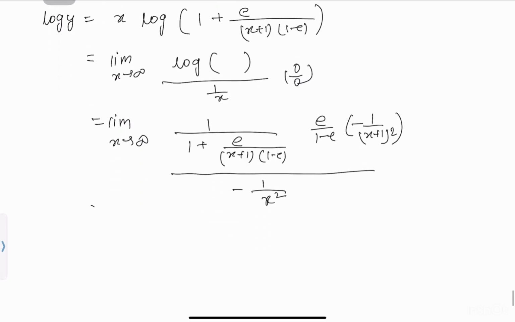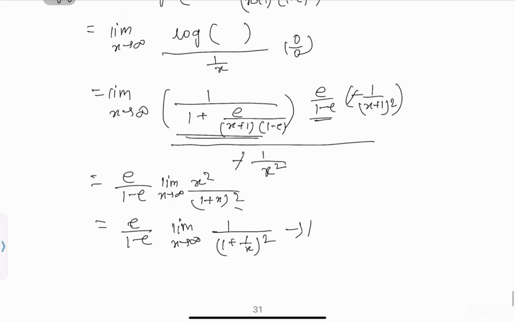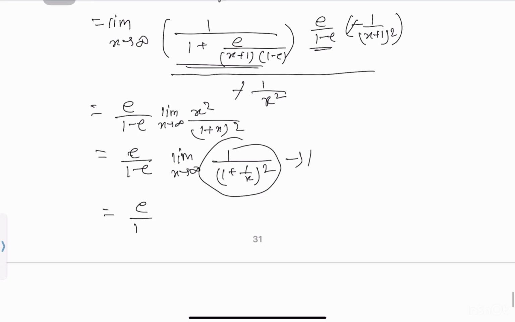square. Now what will happen, if I put x tending to infinity, e by 1 minus e comes outside, and this term becomes 1, this limit becomes 1. I am telling you that this always becomes 1, and this stays outside, and the minus signs cut, and this is x square by (1 plus x) whole square, limit x tending to infinity. Am I correct? E by 1 minus e, from here limit x tending to infinity, I can write 1 by (1 plus 1 by x) whole square. Yes or no? So that tends to 1. This term becomes 1. So this is equal to e by 1 minus e. So log of y equal to this.